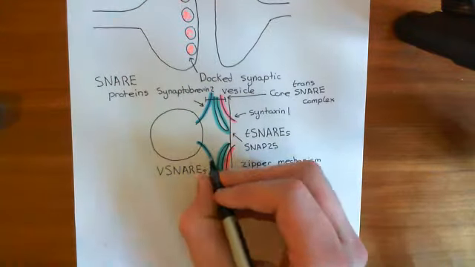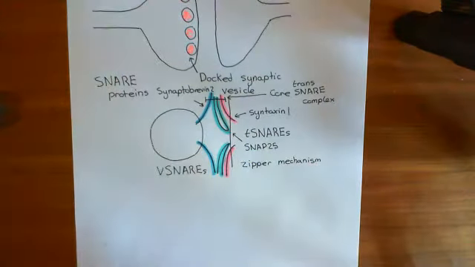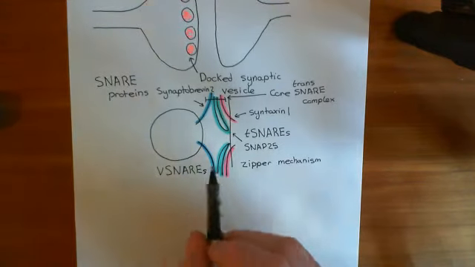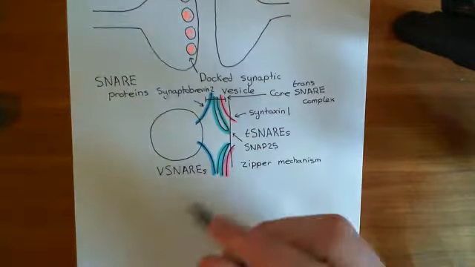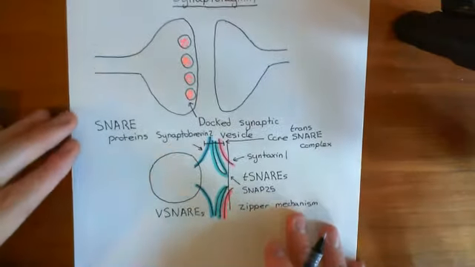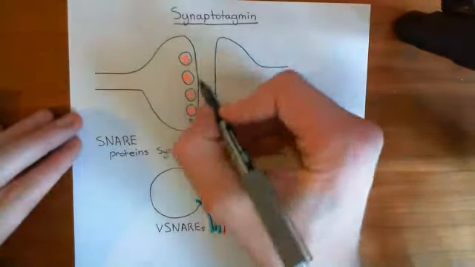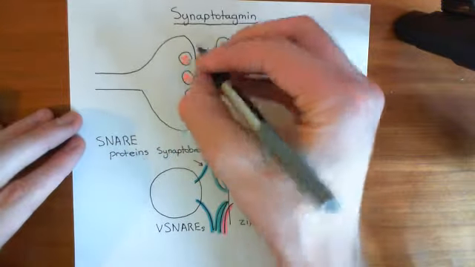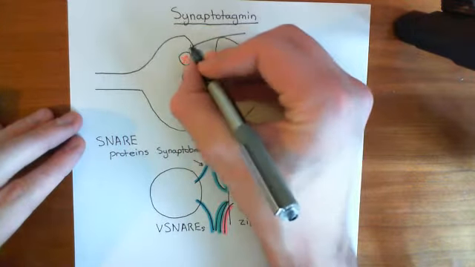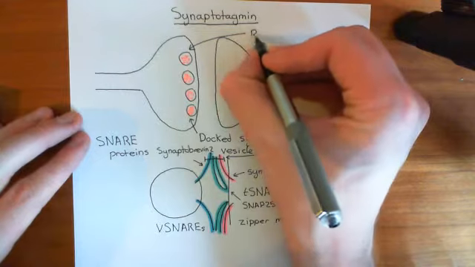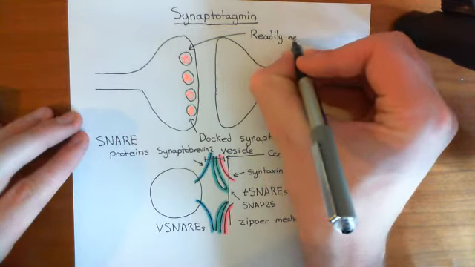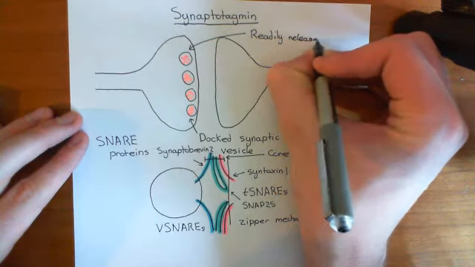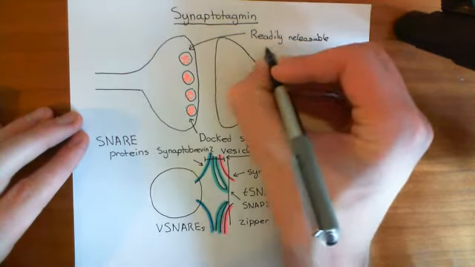So they don't yet fuse. So that's the zipper mechanism, basically. So it just docks the vesicle at the membrane. And this pool of vesicles, this store of vesicles that is held at the presynaptic membrane of this axon terminal here, this is known as the readily releasable vesicle pool. Okay, so the readily releasable vesicle pool.